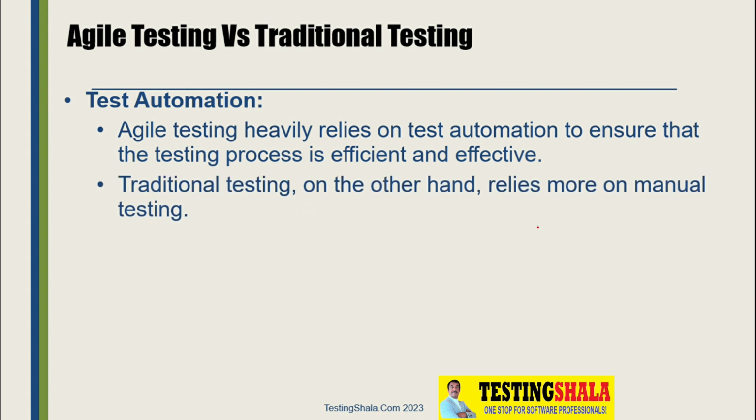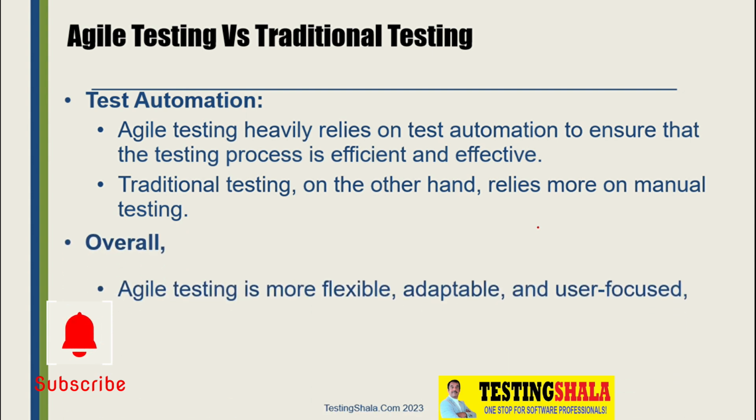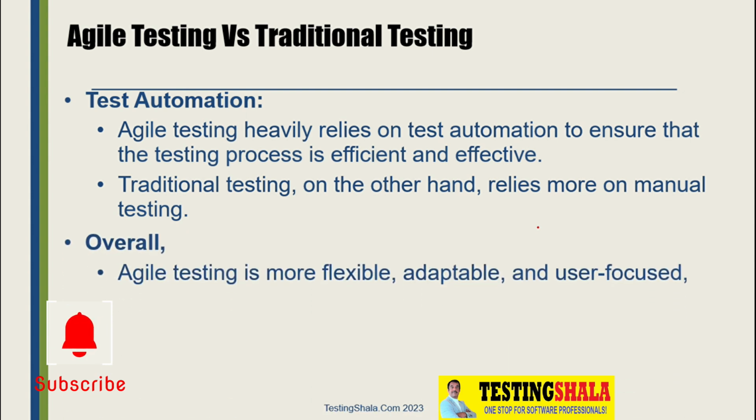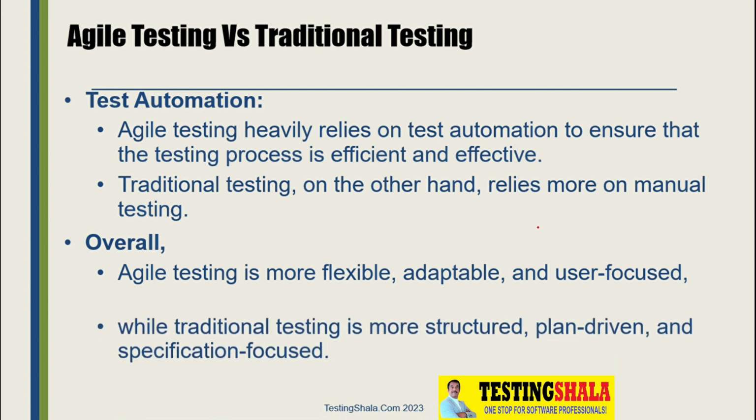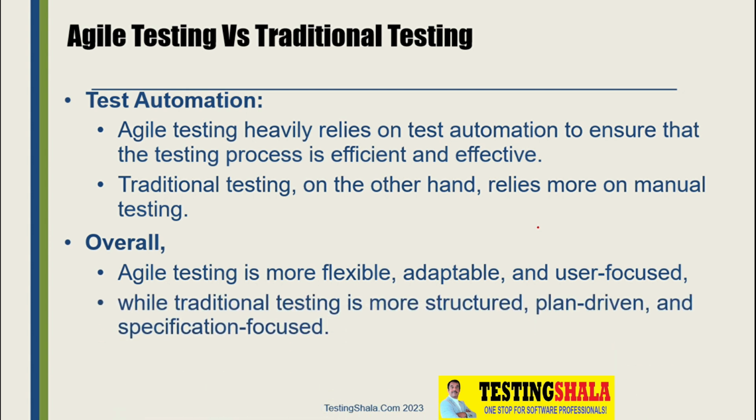Overall, agile testing is more about flexibility, adaptability, and it is user focused, end user focused. But the waterfall model is more of a documented, structured, plan-driven approach, and we are specification focused. Normally we try to do it that way in traditional testing. I hope you guys got a clear idea now of the key differences between agile testing versus traditional testing.